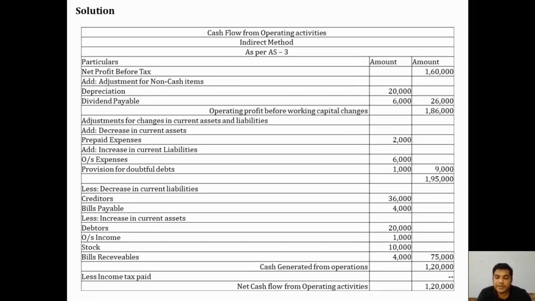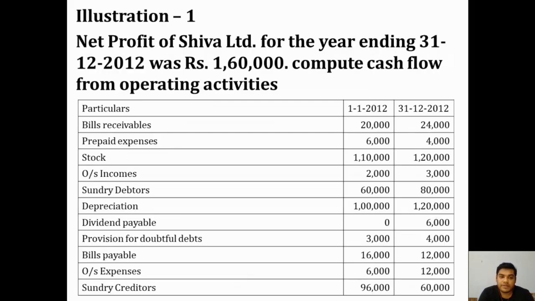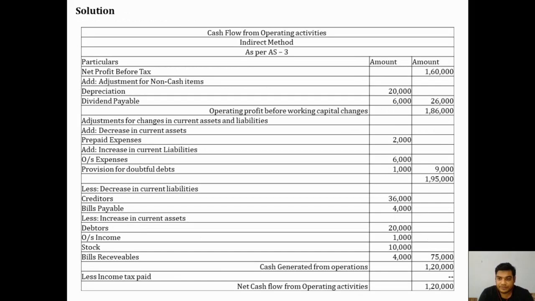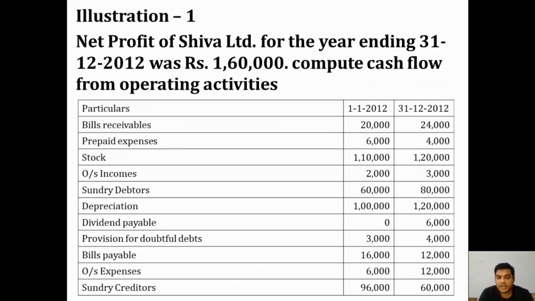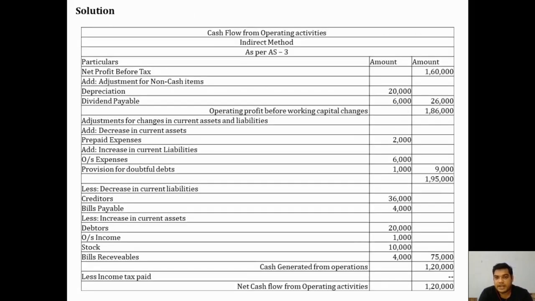So that 20,000 we are adding back here. The same is applicable for dividend payable. Even for dividend payable, the opening dividend payable was 0, closing dividend payable was 6,000, which means 6,000 is the non-operating expenses which we have created here. So that we are adding back. So if we check this question again, let us come back to the question again. There is no non-operating incomes over here, so no need to subtract anything out of it. Hence we have just added and we have obtained the operating profit before working capital changes.